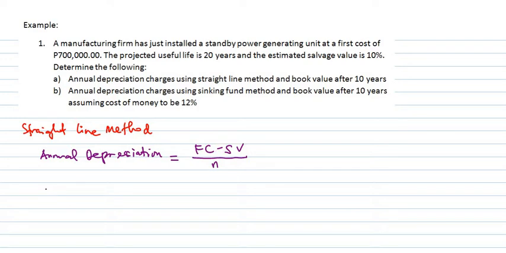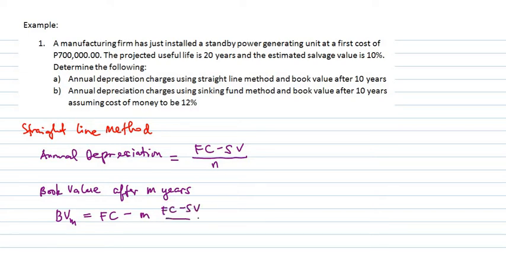And if we solve the book value, this is our formula for book value after M years. Okay, so we have here B, book value after M years, that is equivalent to the first cost minus the M years times the first cost minus the salvage value all over N. Or in other words, this is our annual depreciation.